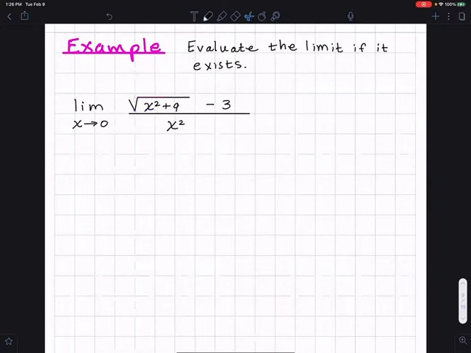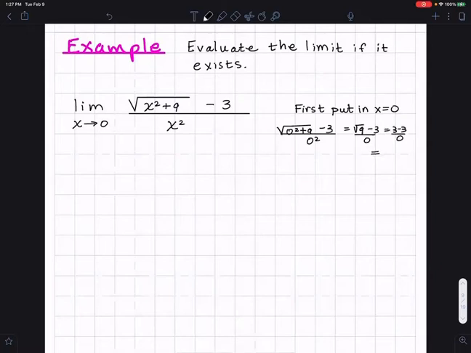Now, first try to put in the number that x is approaching, which is 0. Then I get the square root of 0 squared plus 9 minus 3, divided by 0 squared. So that's the square root of 9 minus 3 over 0, 3 minus 3 over 0. And that gives 0 over 0. 0 over 0 is not a number. I mean, it's undefined, but that is a form. So the form is 0 over 0. Okay.